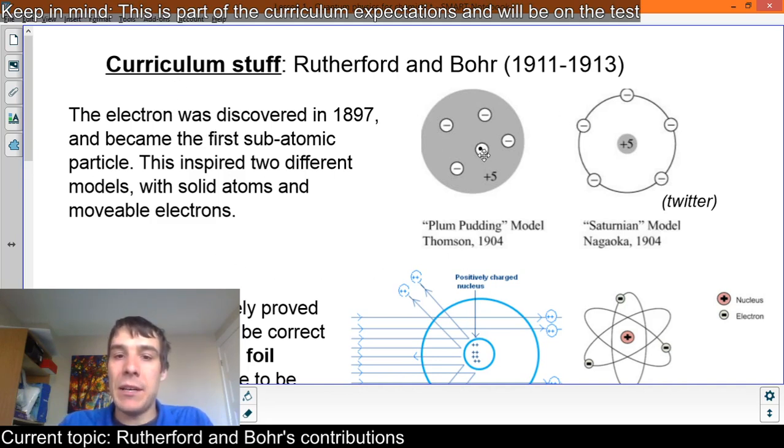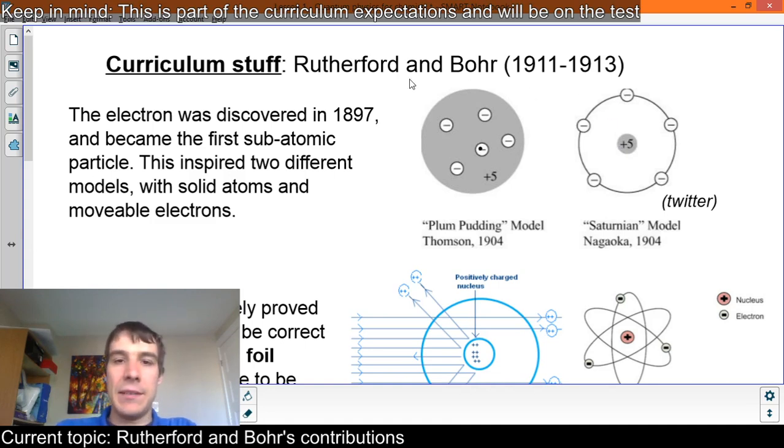There's the plum pudding model that you guys know from Thomson. You might not know this one. This is the Nagaoka model, the Saturnian model. Nagaoka was a Japanese scientist, and he thought, this doesn't really make sense, because negatives shouldn't be able to hang out so close together, or positives shouldn't be able to hang out so close together. He proposed that there were negatives around the outside and a small dense positive center in 1904.